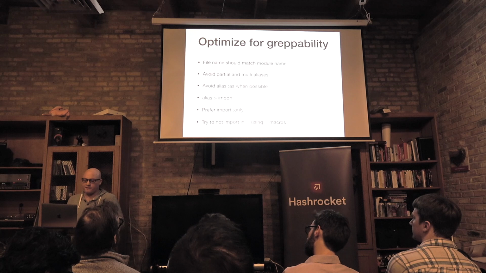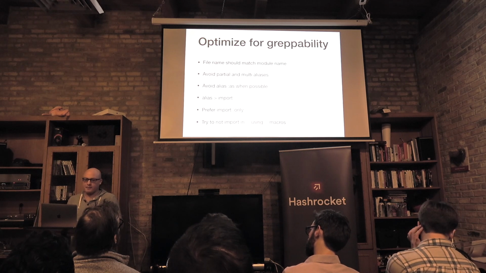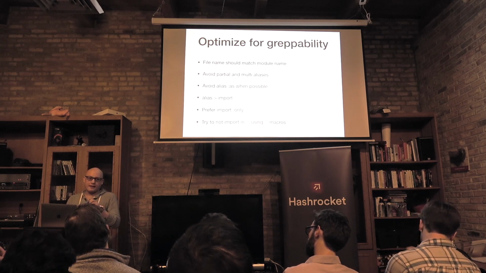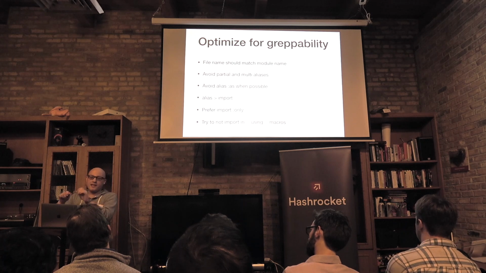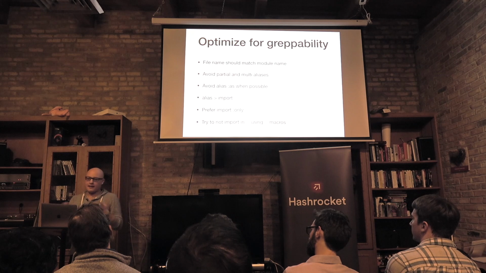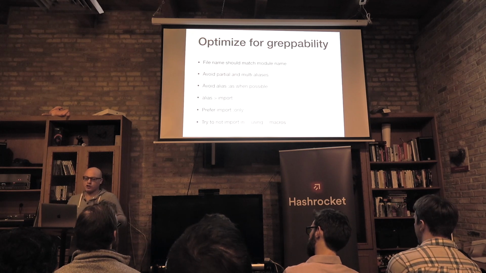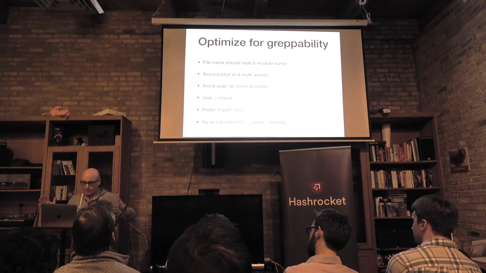If I have a.b.c and a.b.d, what I can do is say alias a.b, and then give it curly braces and say C and D inside of the curly braces, and that's just really a special case of the same problem. It makes it harder to find the full use of that.